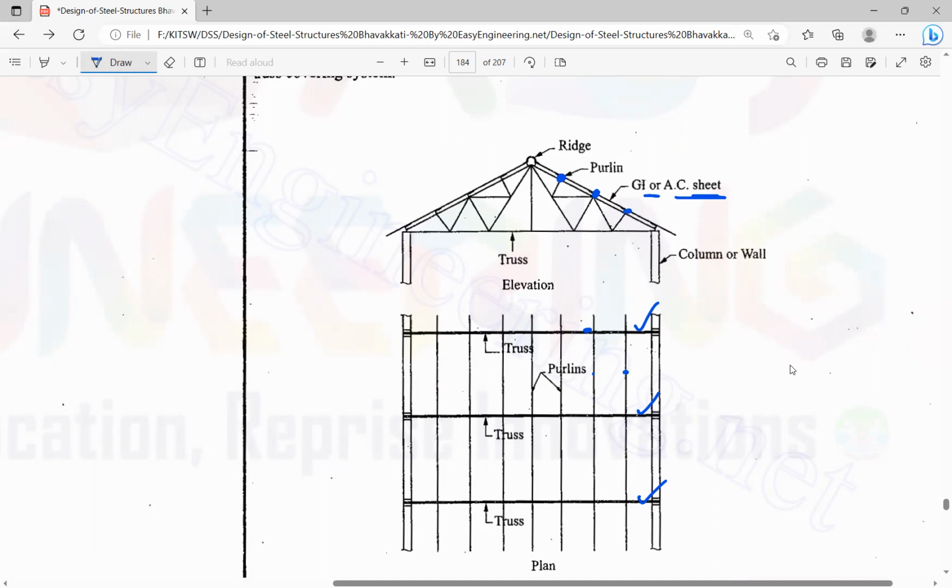So whatever load is coming onto the roof, that is the sheet, will transfer to the purlin. From the purlin, load is transferred to the roof truss.